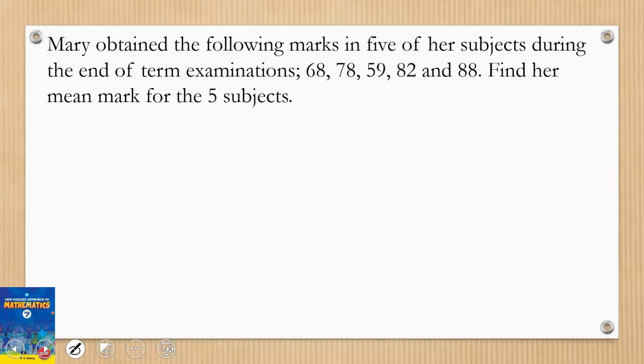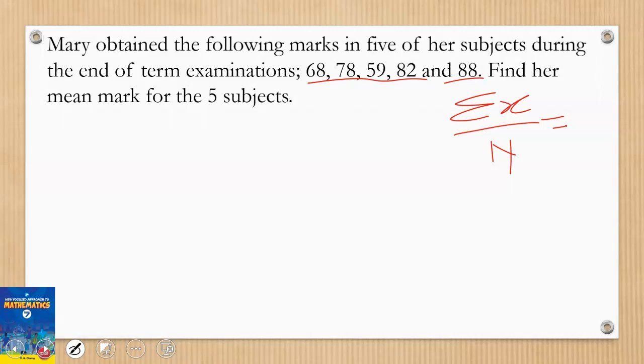Let's see example 1. Mary obtained the following marks in 5 of her subjects during the end of term examination. And these are the marks: 68, 78, 59, 82, and 88. We want to know her mean mark for the 5 subjects. Mean simply means we look at the average by adding all the numbers and dividing by the total number of them. So if I add all of these numbers and get the sum, divided by the number of them, then I'll get the mean value.